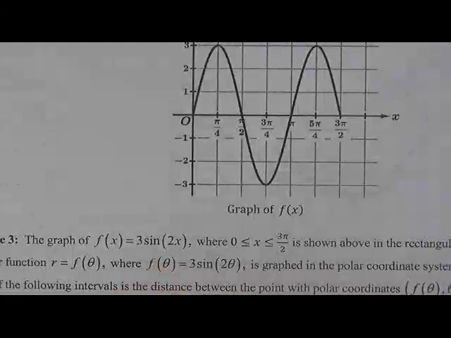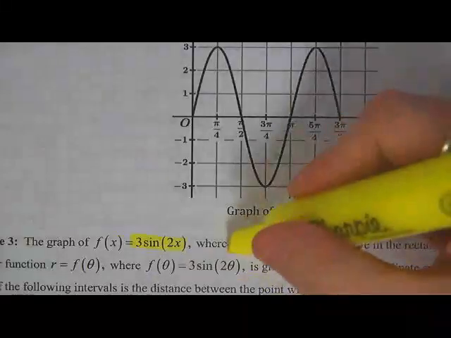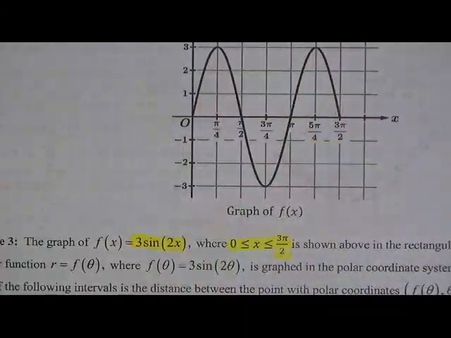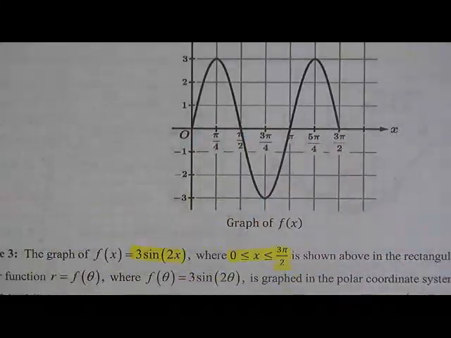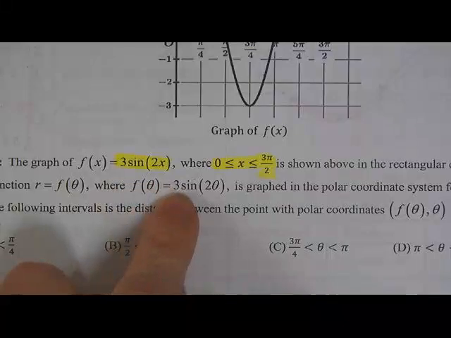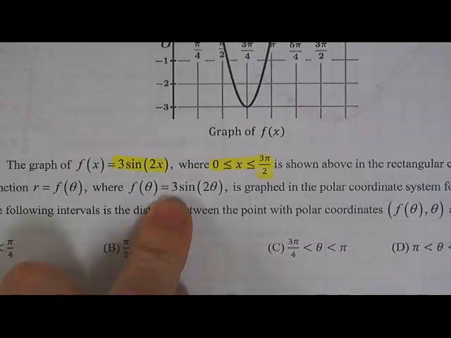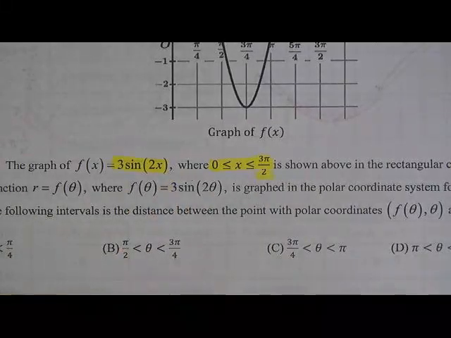It says, here's a graph, 3 sine of 2x. It's graphed on this interval from 0 to 3 pi over 2. I can tell that in the picture. If this polar function r equals f of theta, where f of theta is 3 sine 2 theta, look guys, that says the same thing as what we just highlighted here. Same exact thing. It's just saying on a polar plane, if we graphed the same one, which of the following intervals is the distance between the point and the origin decreasing?